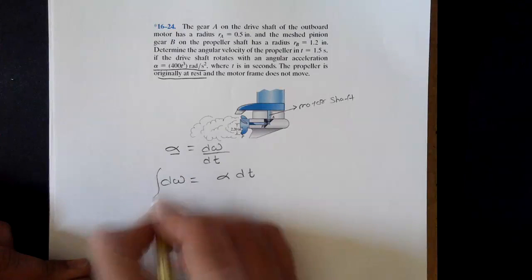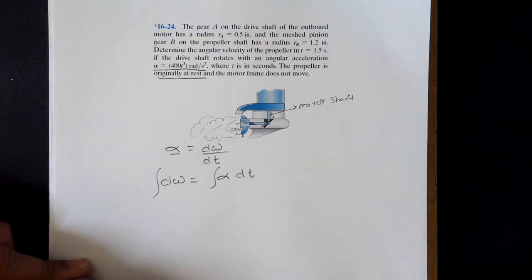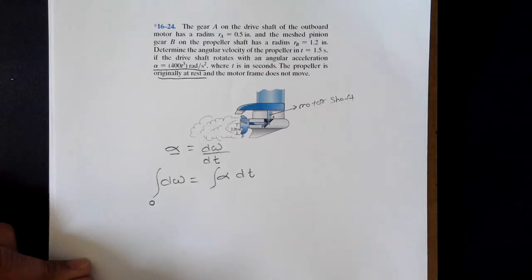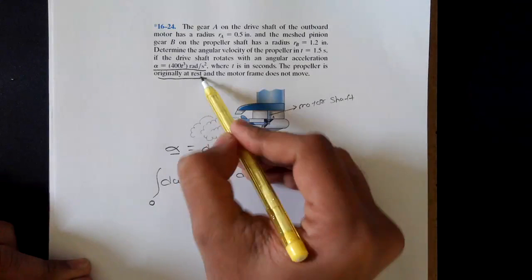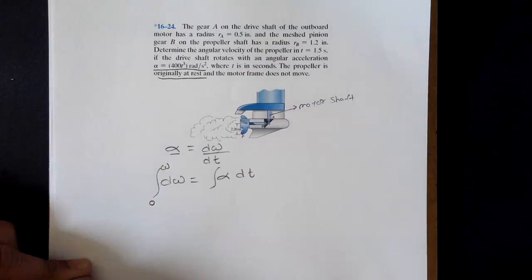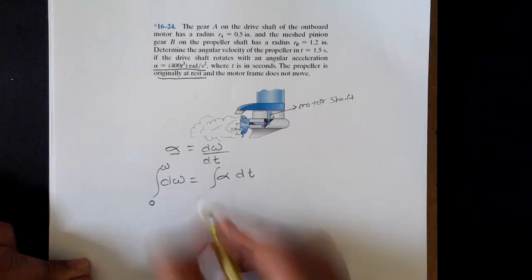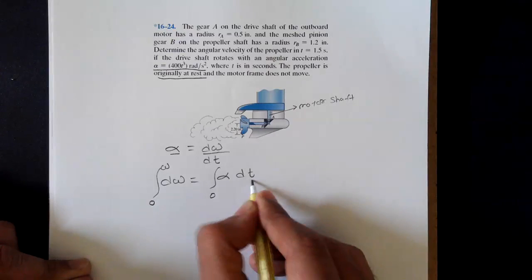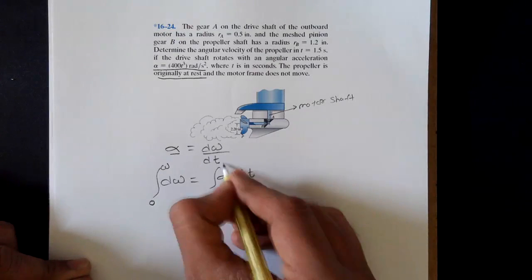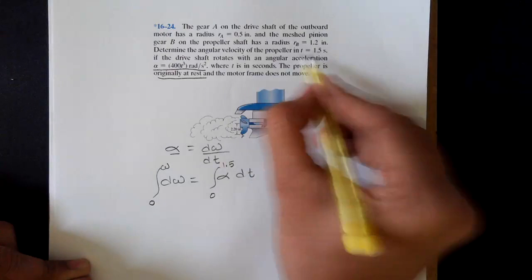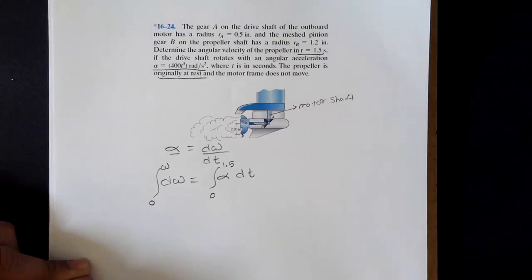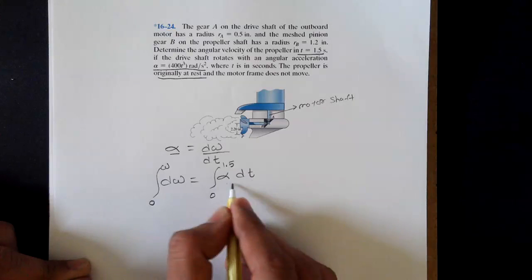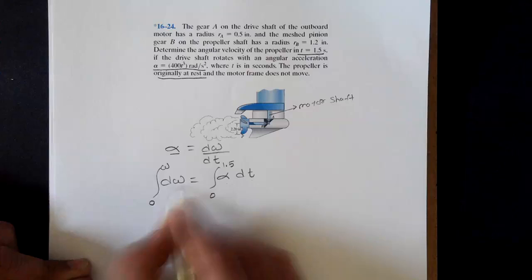Now we need to integrate this equation on both sides to find the exact value of omega. Initial angular velocity of gear A is 0, again because it's originally at rest. Final angular velocity, that's what we are calculating. Initial angular acceleration is 0 when time t is 0, and the time goes from 0 to 1.5 seconds. Read this line in the problem, 1.5 seconds. Okay. So now we substitute the equation of alpha in this integral and we integrate it on both sides.